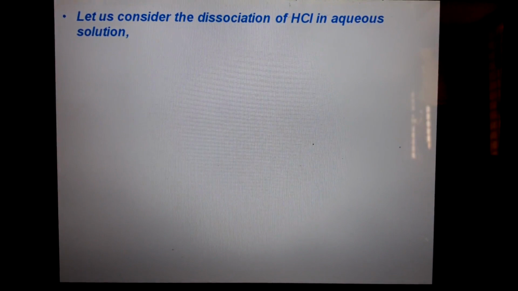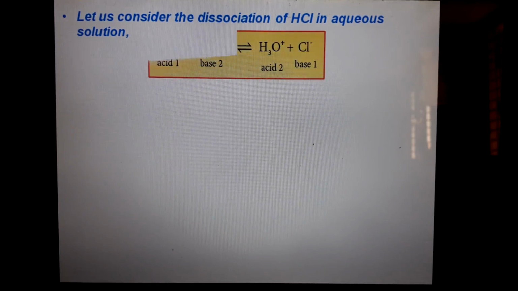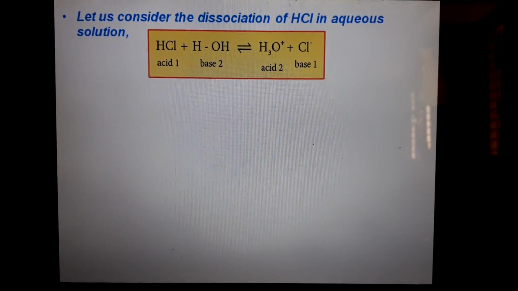Next, let us consider the dissociation of HCl in aqueous solution. The equation is HCl + HOH ⇌ H3O+ + Cl−. HCl is acid 1, H2O is base 2, H3O+ is acid 2, and then Cl− is base 1.